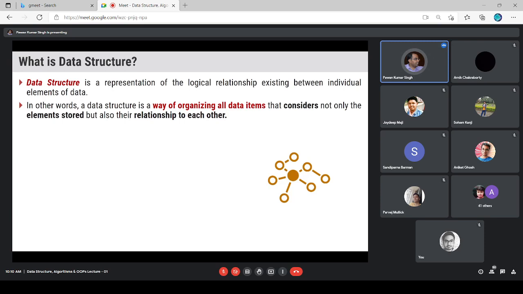What is the advantage of an array? Anyone? We can access the elements in constant time. Very good. The accessing time is very fast because the data are arranged in contiguous locations, so you can access it very fast. But what is the limitation?